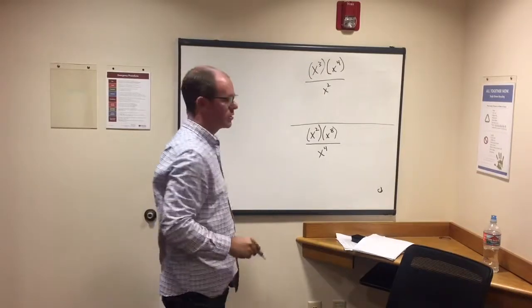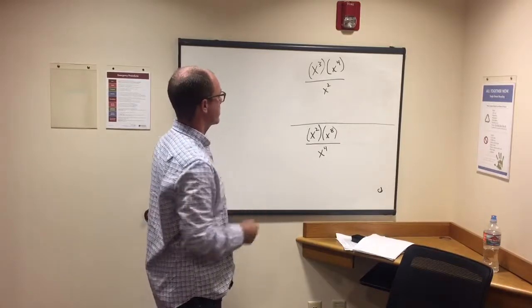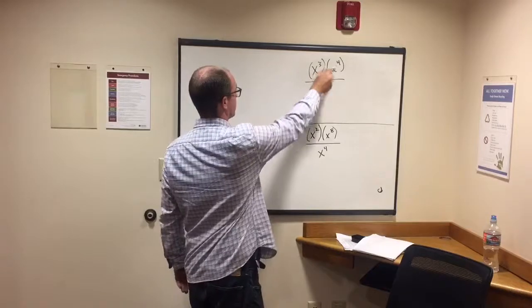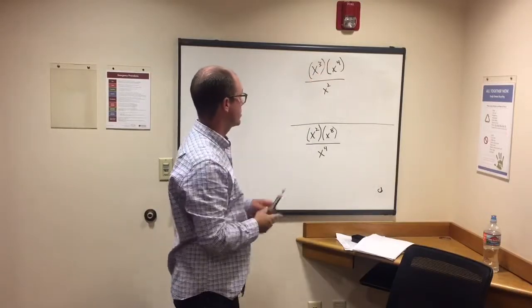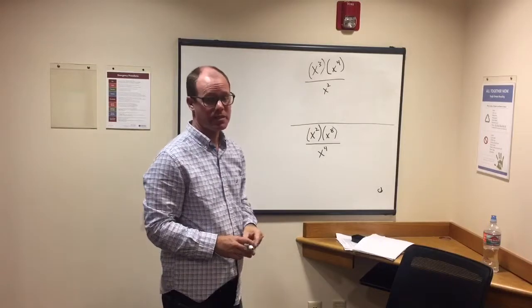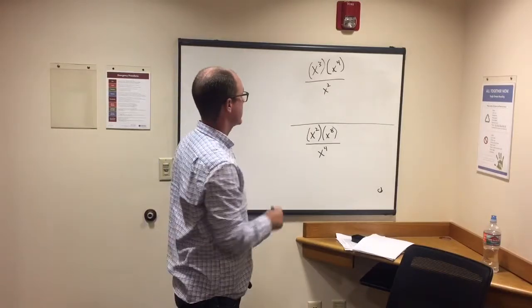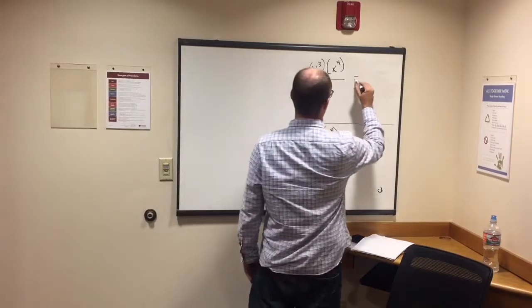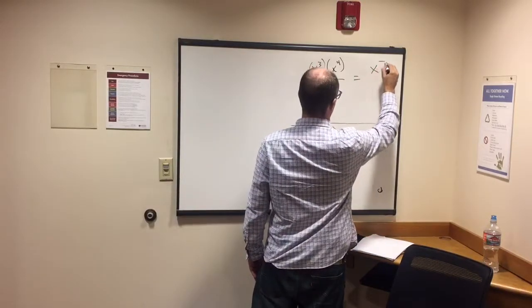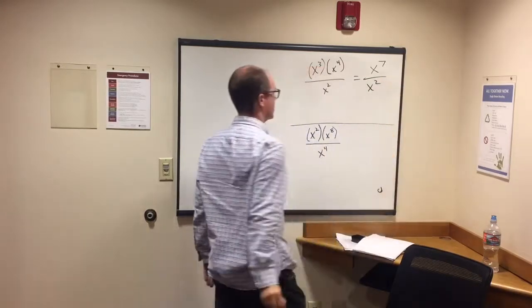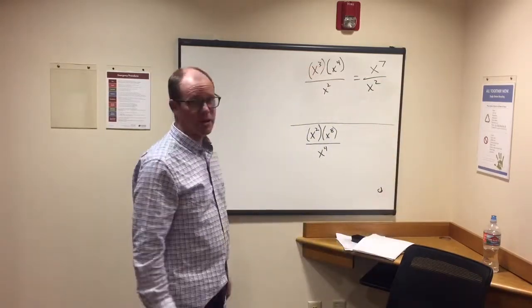X to the third times x to the fourth divided by x squared. The key that we need to know here is that when we're multiplying something with the same base, so x and x, it's the exact same thing, that's the same base, then we add the exponents. 3 plus 4 is 7. So you would have x to the 7th all over x squared.